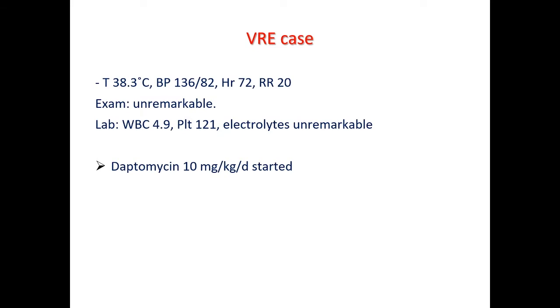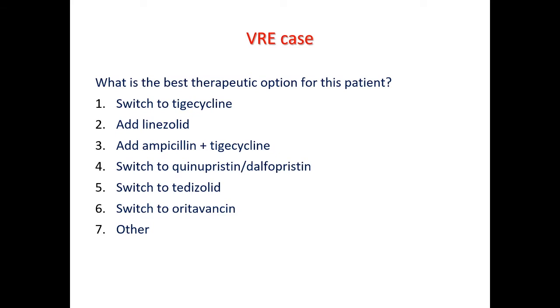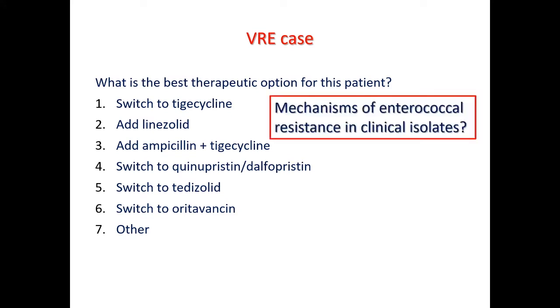His blood cultures this time again grew Enterococcus faecium, and he was put on daptomycin, at a bit higher dosage than 3 months ago. But these are the susceptibilities of the Enterococcus faecium that was isolated from blood. So again, I've never had experience treating such a patient. So multi-drug resistant enterococci. And then, again, different possibilities with combination therapy, with monotherapy, with different new antibiotics.